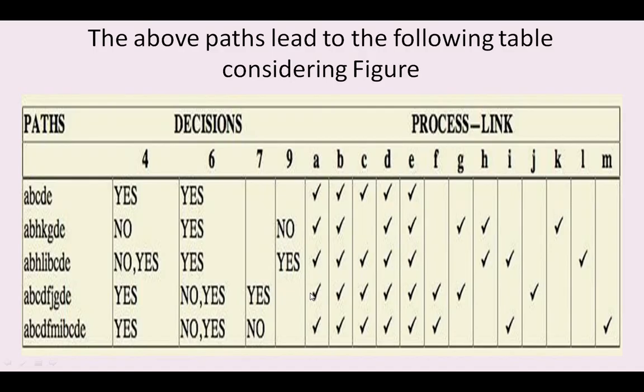And what are the nodes we have covered here? A is there, B is there, C is there, D is there, F is there, E is there, and G is there, and again J is there. So how many paths are there? All are covered here. And now the last one: A, B, C, D, F, M, I, B, C, D, E.